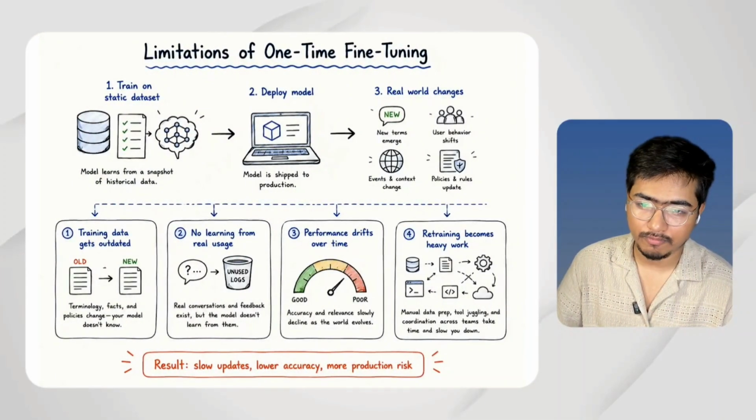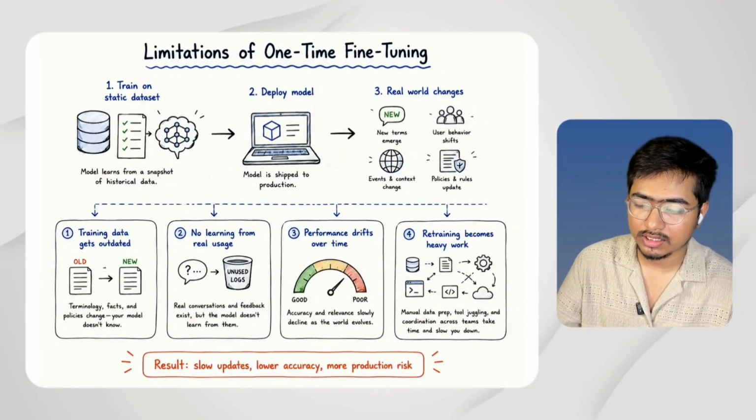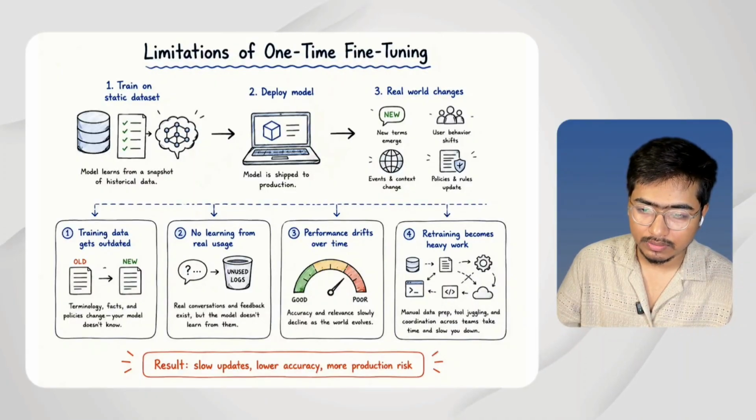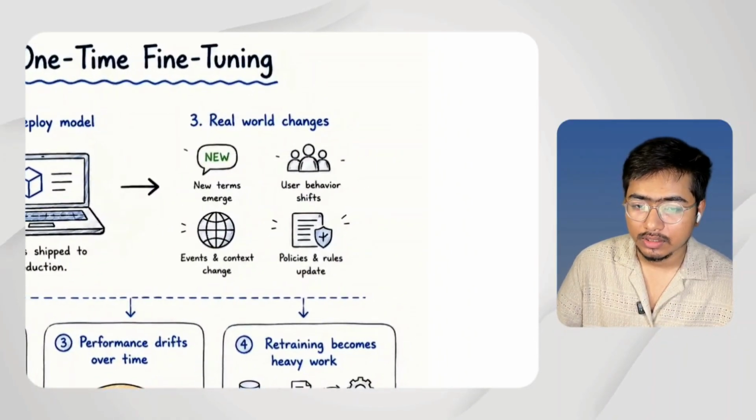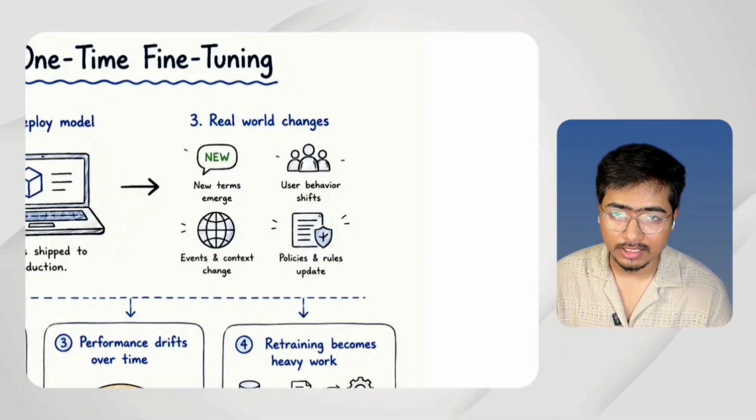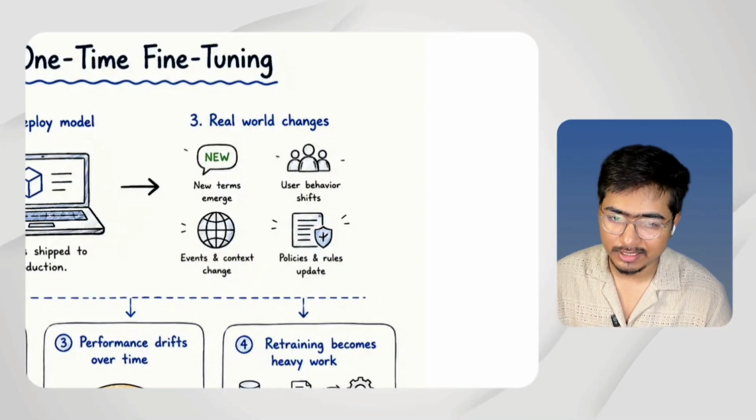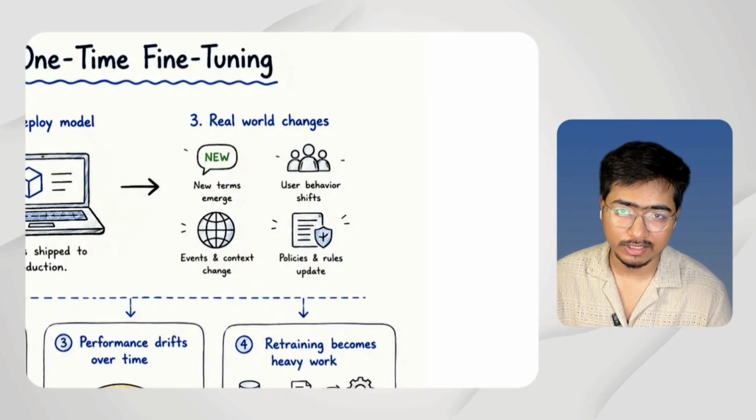There are limitations of one-time fine-tuning. Let's say you train on static data, then you deploy the model, and then real world changes happen. In the real world, users will come and ask random questions, incomplete questions. Let's say they are angry and they are typing something relevant in the chat. Then the context can change. They are giving some example because they are devastated with something.